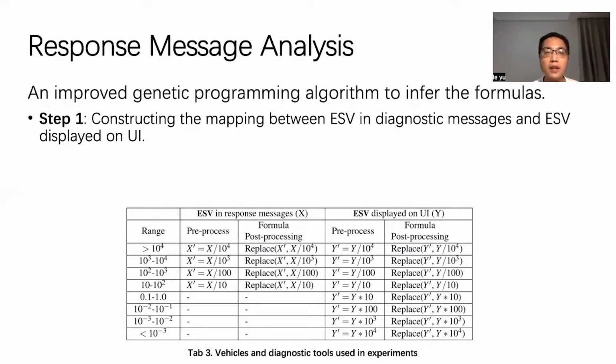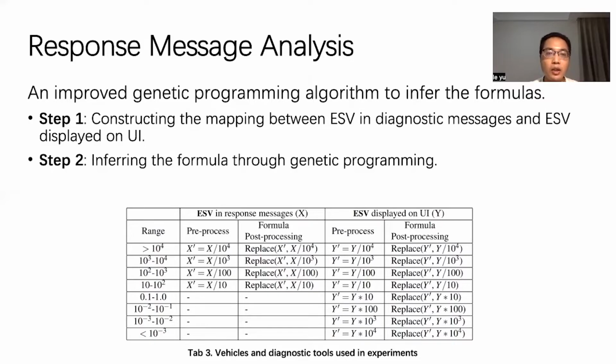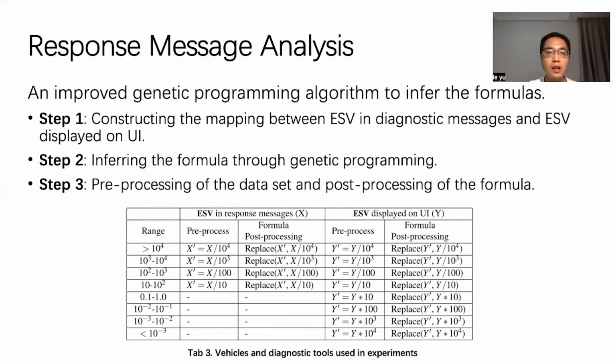This is done by using the timestamps contained in the recorded CAN messages and the timestamps contained in the video of the GUI. And then we can use the ECU sensor value contained in the diagnostic messages as the variable x, and we can use the ECU sensor values displayed on the GUI of the diagnostic tools as the variable y. And we can apply the genetic programming algorithm to infer the relation between the variable x and the variable y.